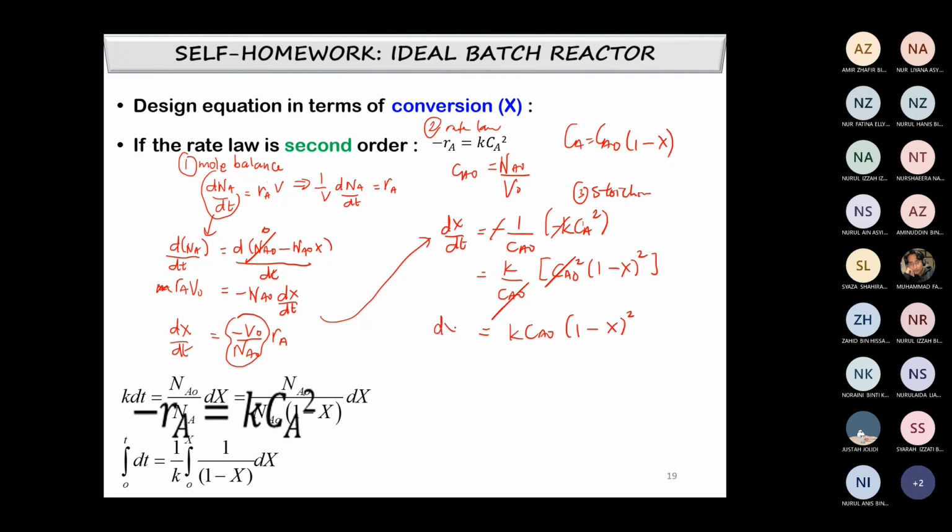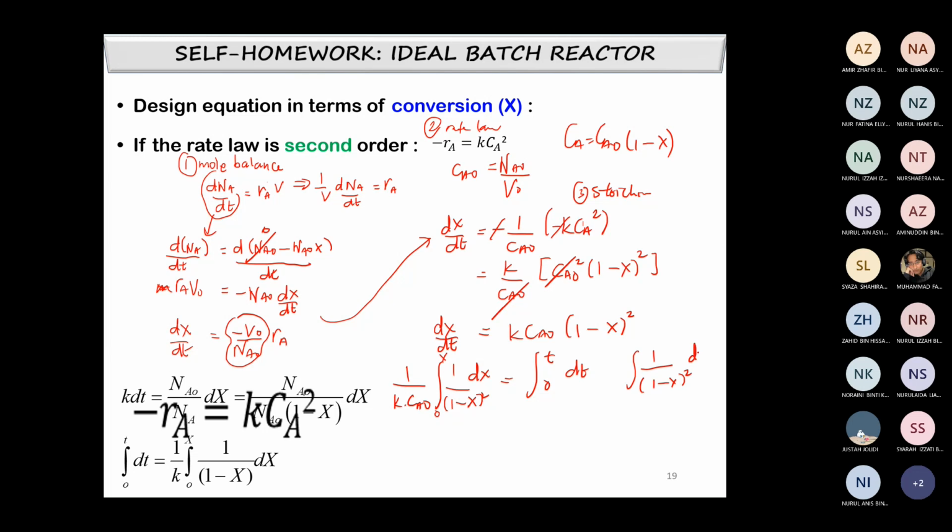So we have dX over dt. Now we want to find it in terms of t. So dt goes up here. So dt here, and this one is dX. So we can put in 1 over k times CA naught, and bring down 1 minus X squared. This one t from 0, this one X from 0. So we have to integrate 1 minus X squared dX.